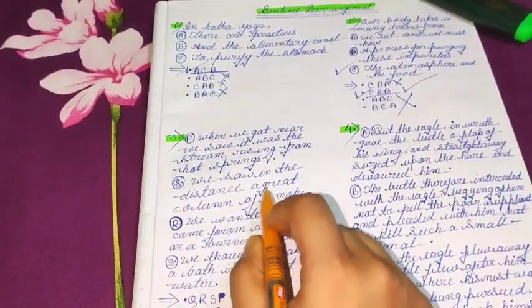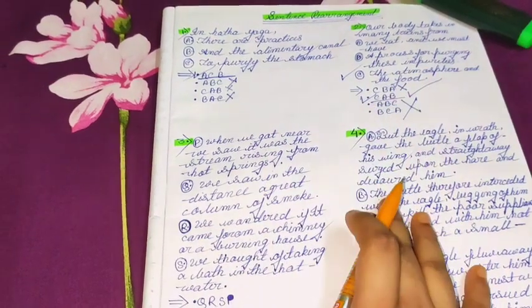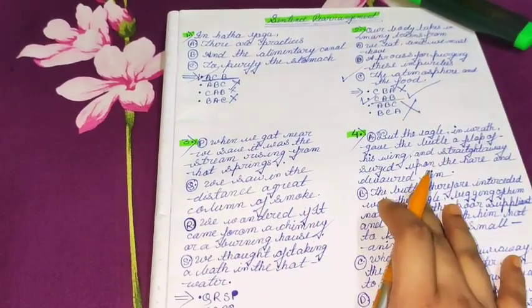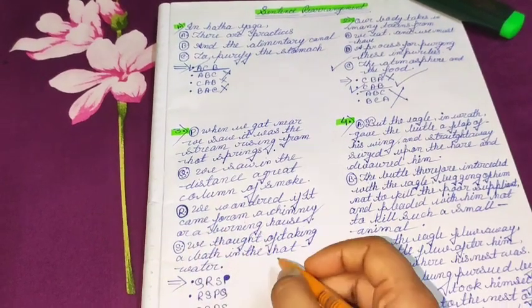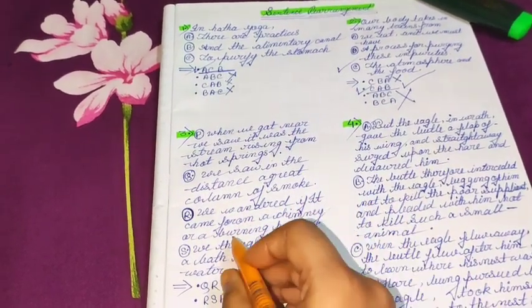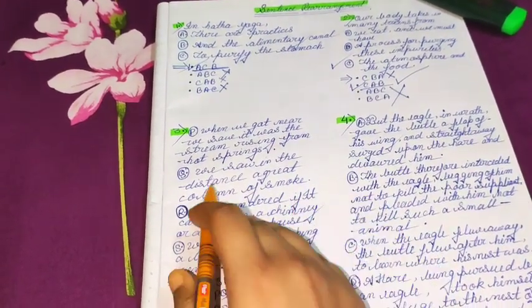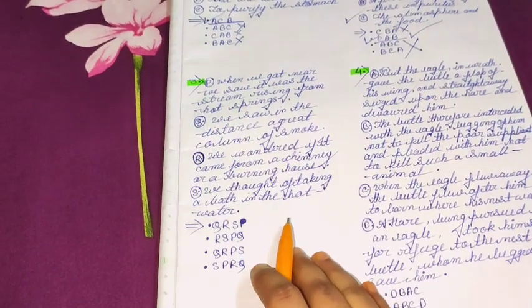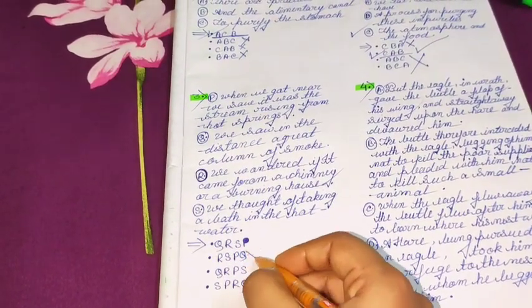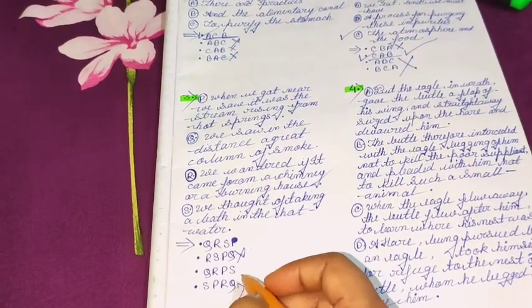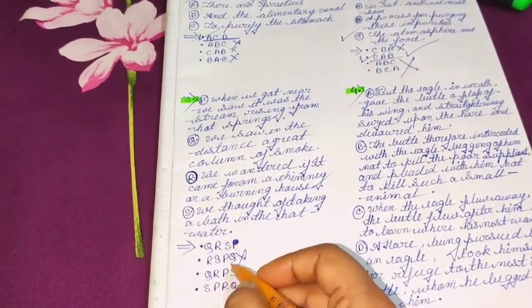We saw in the distance a great column of smoke. Then after seeing it, what we shall do? We shall be wondered. Like Q. We wondered if it came from a chimney or a burning house. Now let's check it out. Which option is giving you Q at first? This option and this option. So this option will be eliminated. Now either this one will be the correct answer or this one.